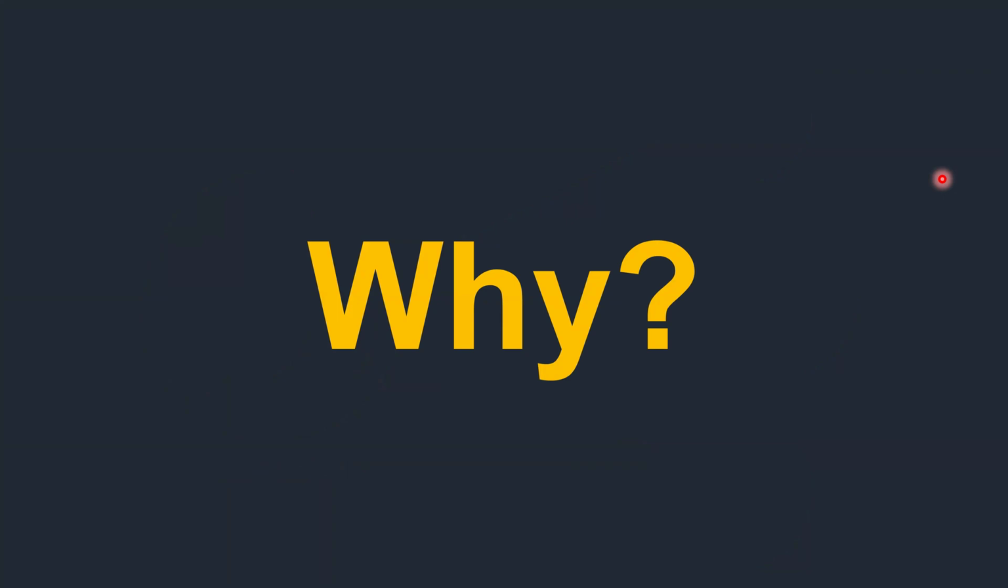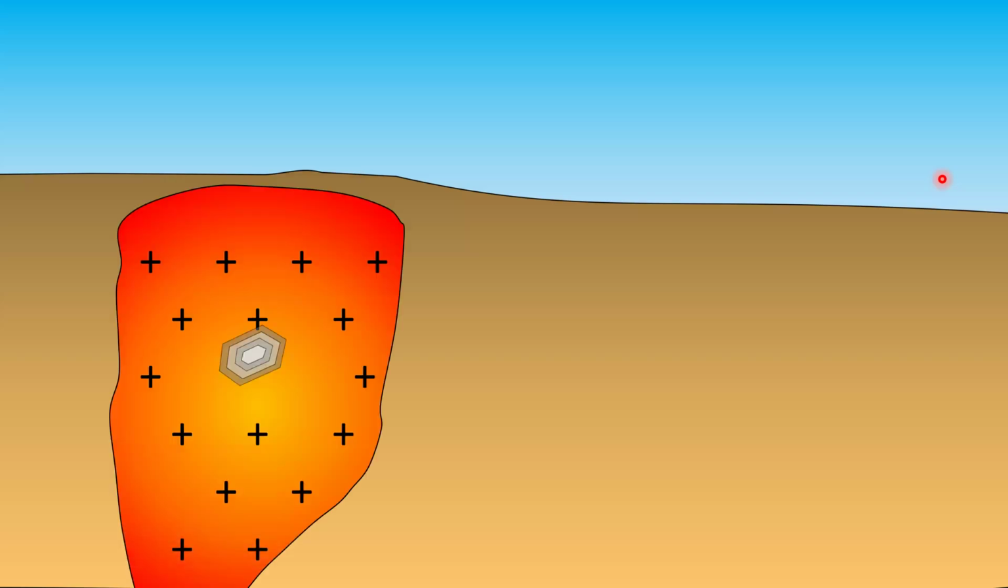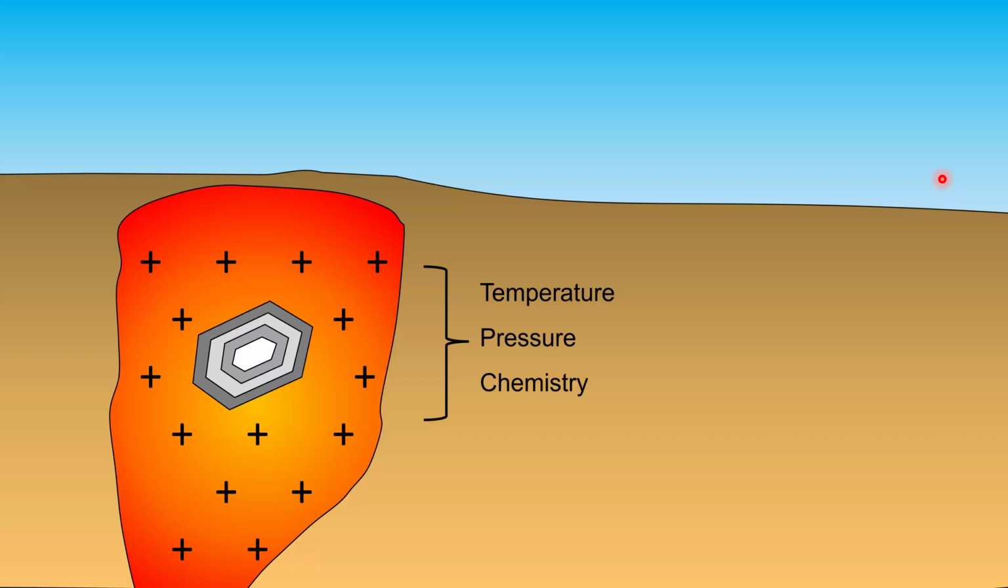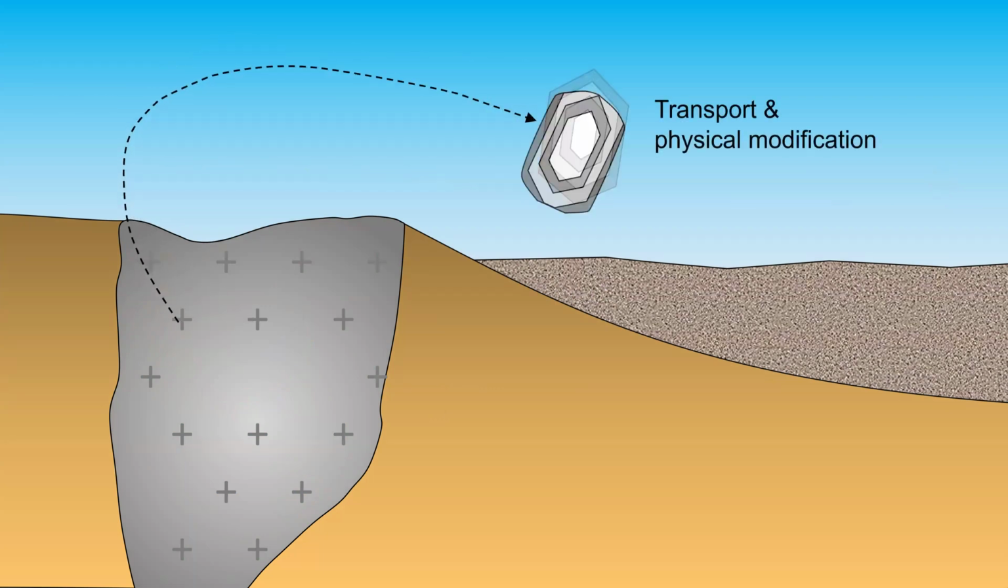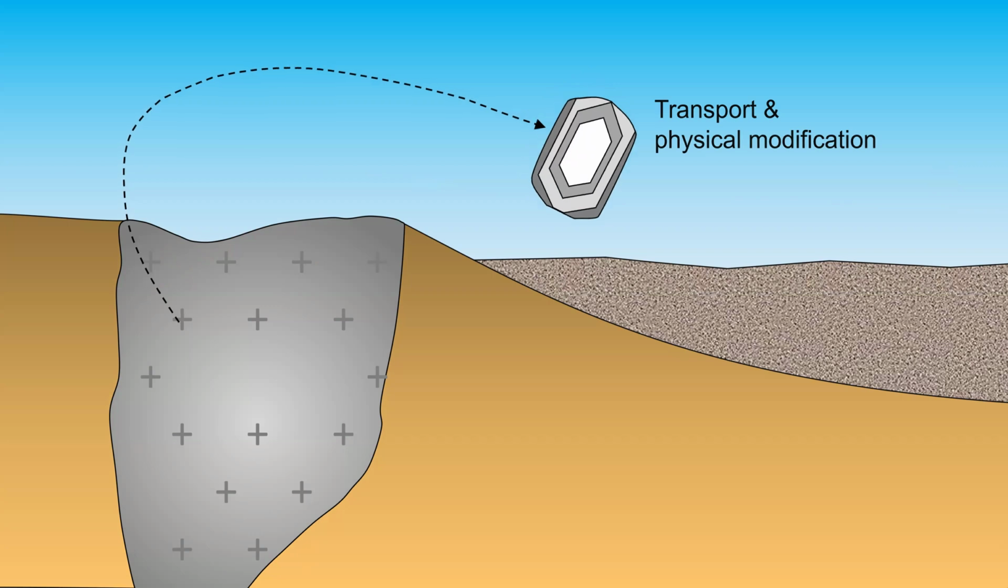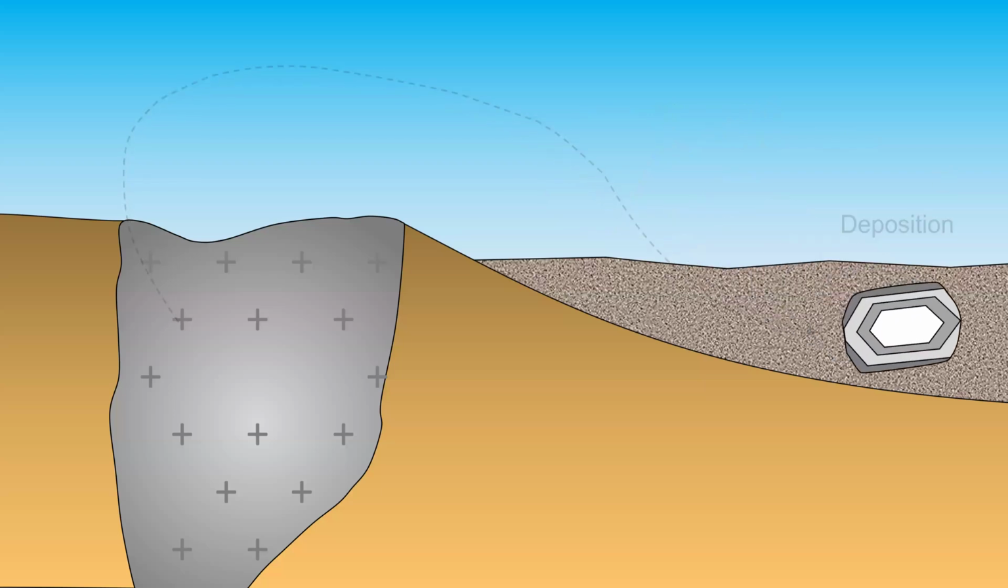Right, so let's take a step back. Let's look at igneous zircon growing in its magmatic environment. The conditions in the melt, the temperature, the pressure, the chemistry are all able to impact the growth of these crystals. At some point, weathering and erosion will release these crystals from the rock and they'll be released to the sedimentary environment. Transport and physical modification will happen in the sedimentary environment, but remember they are very resistant to weathering. However, they will undergo some physical modification through abrasion and breaking of the crystals, and eventually these minerals will be deposited in a sedimentary environment.